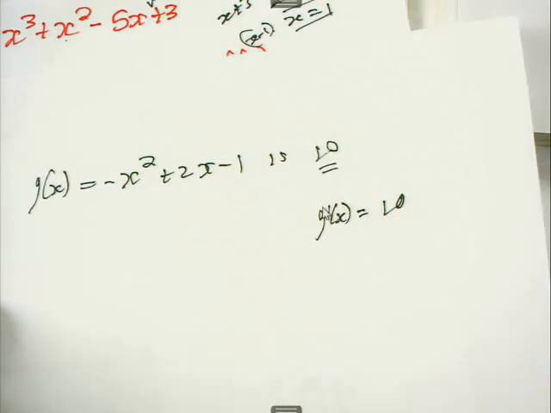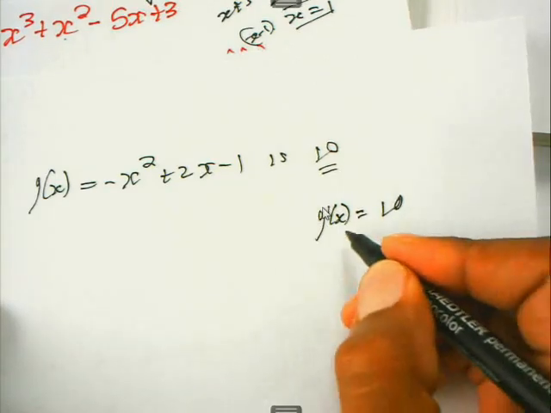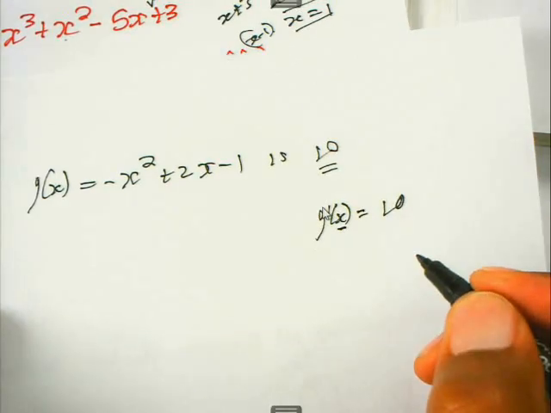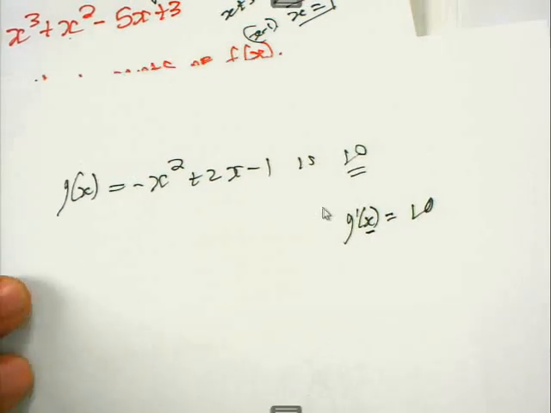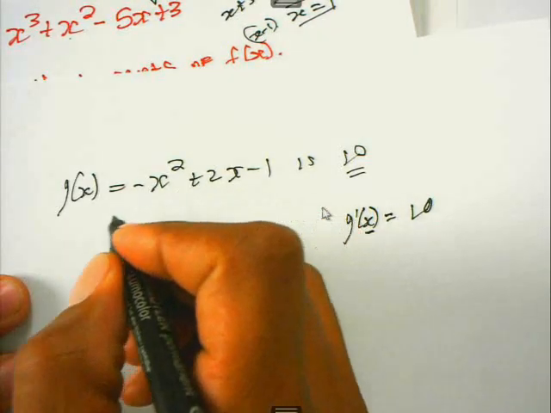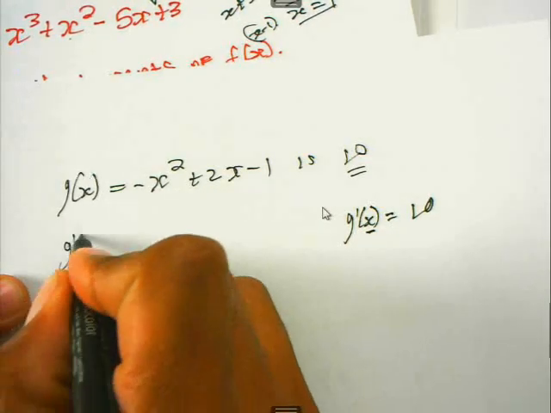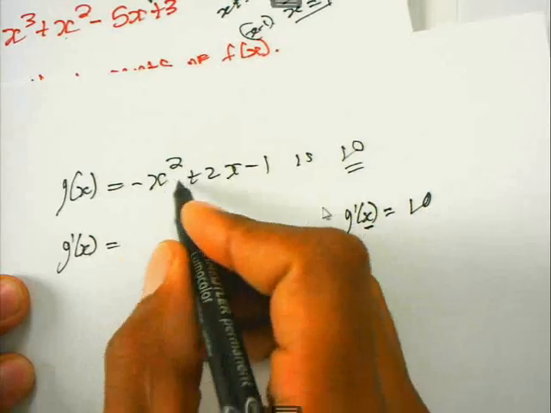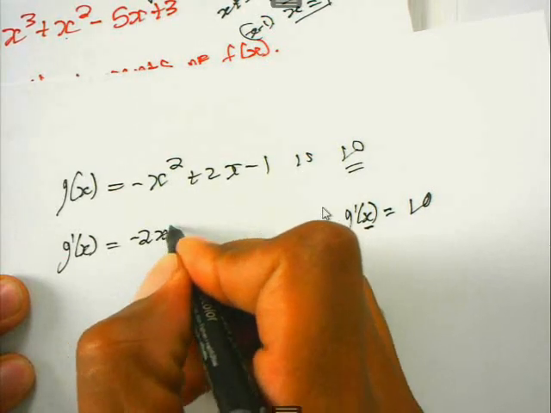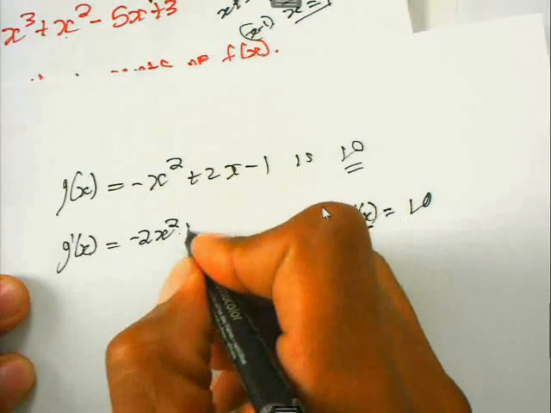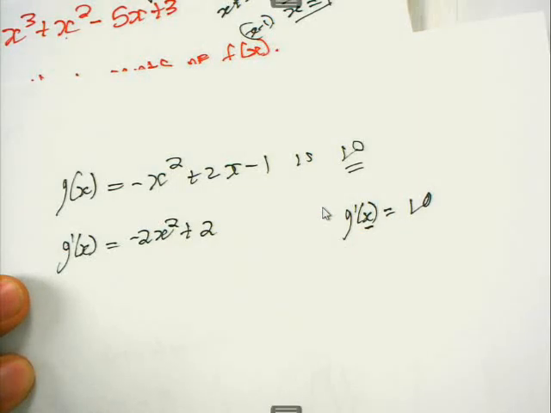To be 10. Now, what is it that we are looking for? We are looking for the value of x. Is that correct? Good. Now, it means we must find the derivative of these functions here. We say, okay, g prime of x is equal to minus 2x squared, which is great, plus what? Plus 2. Is that correct?